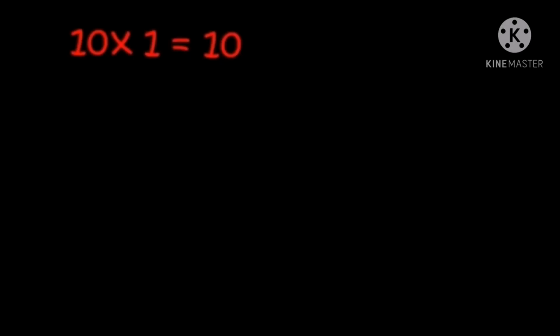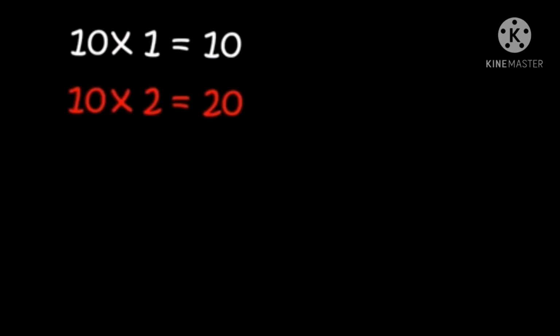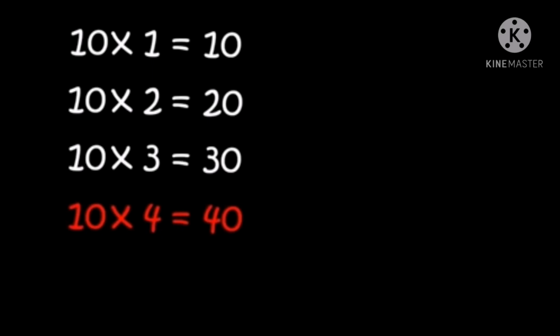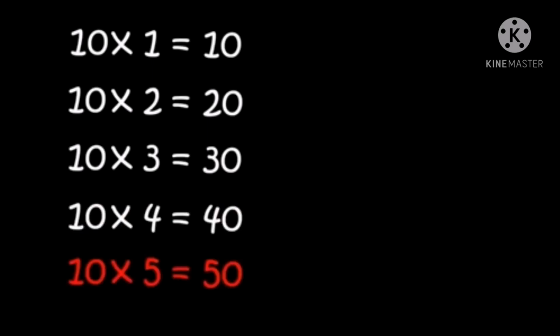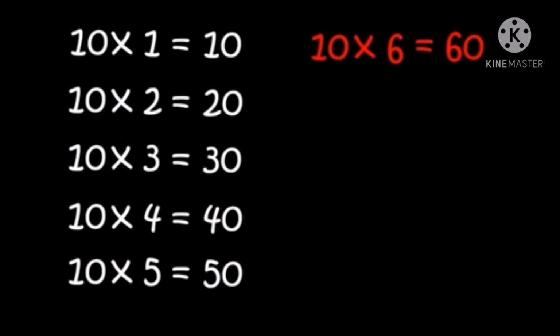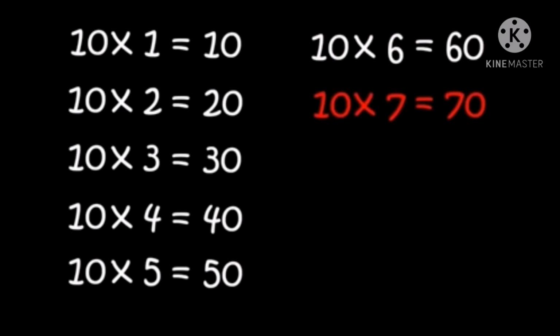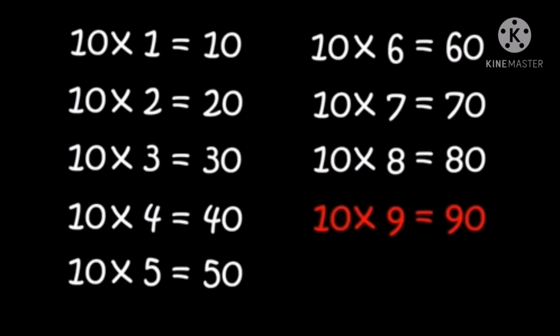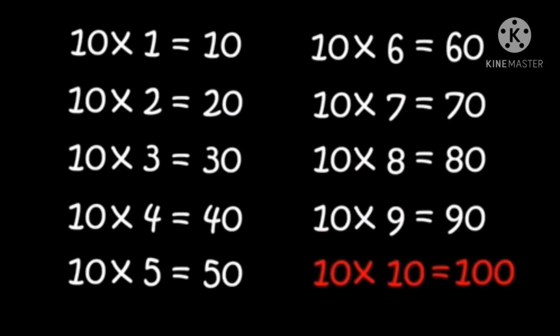Now let's have the table of 10. 10 times 1 is equal to 10. 10 times 2 is equal to 20. 10 times 3 is equal to 30. 10 times 4 is equal to 40. 10 times 5 is equal to 50. 10 times 6 is equal to 60. 10 times 7 is equal to 70. 10 times 8 is equal to 80. 10 times 9 is equal to 90. And 10 times 10 is equal to 100.